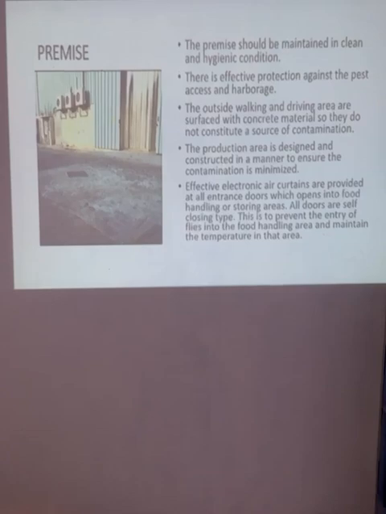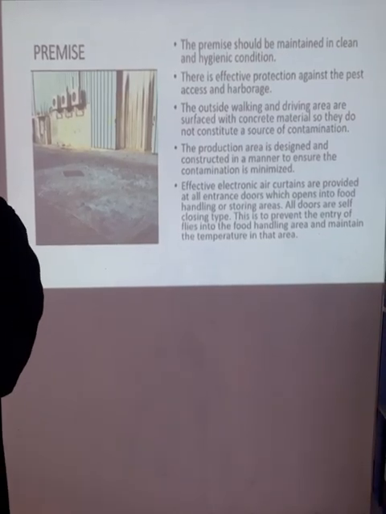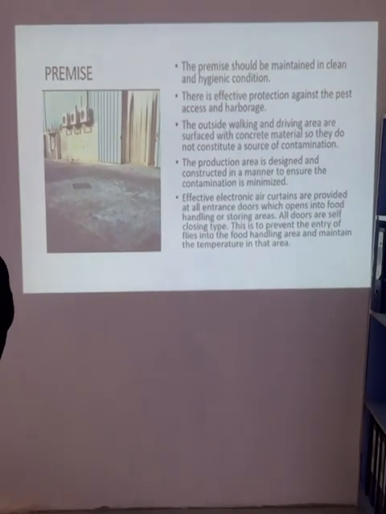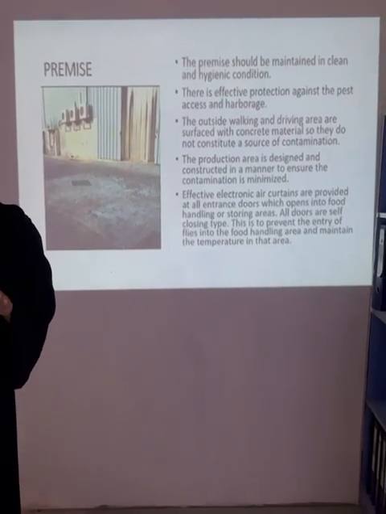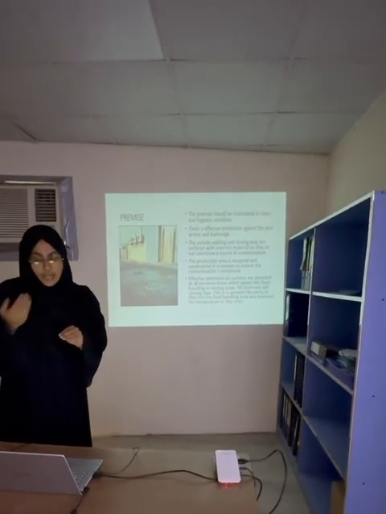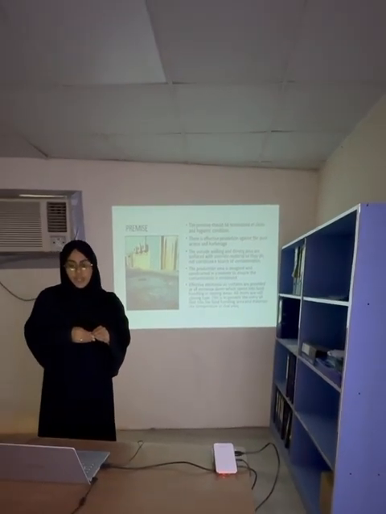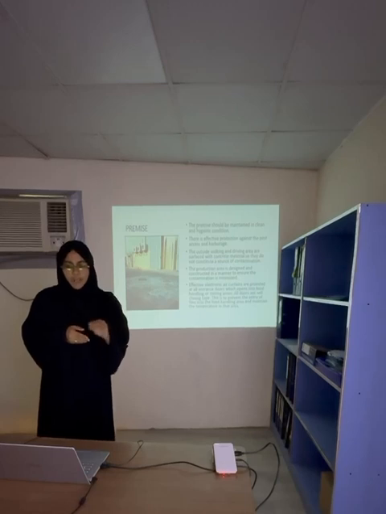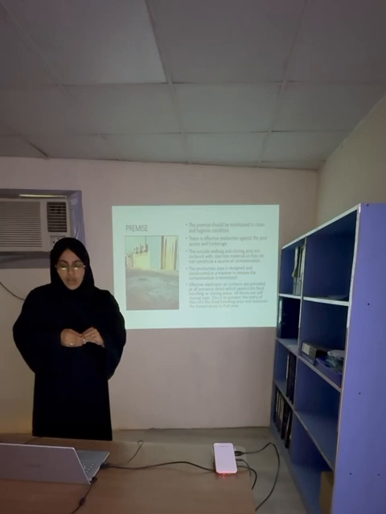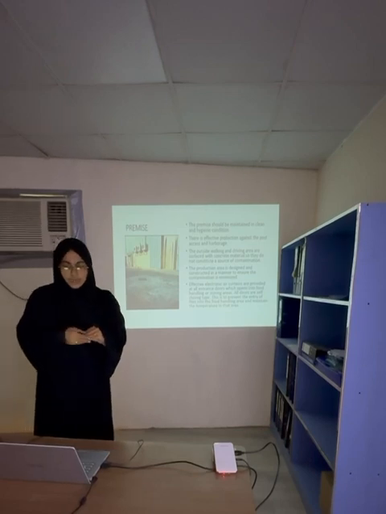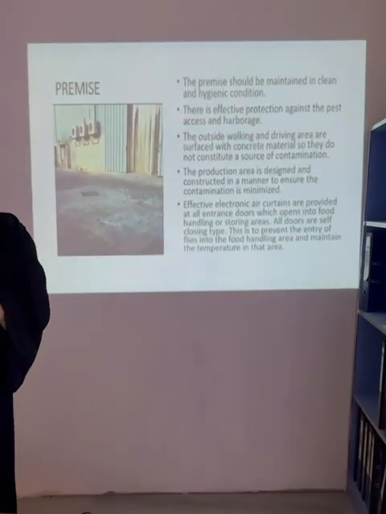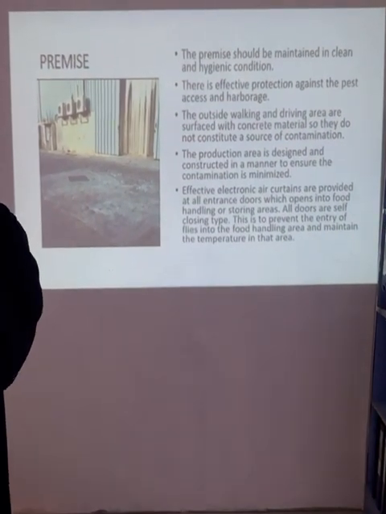The premises should be maintained in a clean and hygienic condition. As in the picture you can see that the surfaces are well concreted. There should not be any particles coming from outside, or entering into the plant. There should be effective protection against pest access and habitation. There should not be any pest entry into the unit. The outside walking and driving areas are surfaced with concrete, and they do not constitute any chance of contamination.